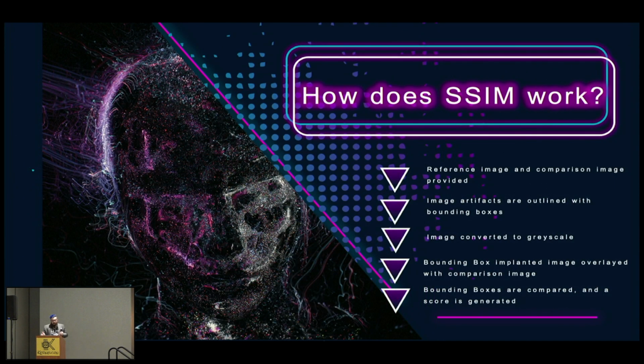So how does SSIM work? Well, SSIM takes a reference image and a comparison image that you provide. It'll then go through and detect the artifacts in the image, and once it does that, they're outlined with bounding boxes. The image is converted into grayscale, and then the bounding box image is compared and they're overlaid. I'll go through all this one step at a time here in a minute. And then it calculates the differences based on those bounding boxes.